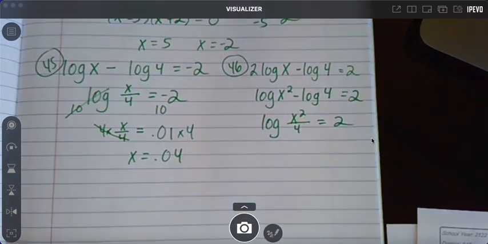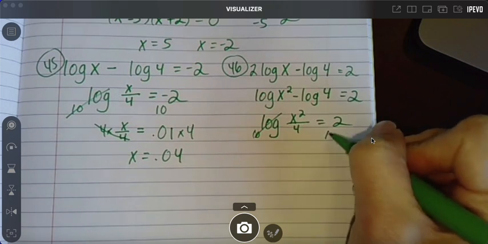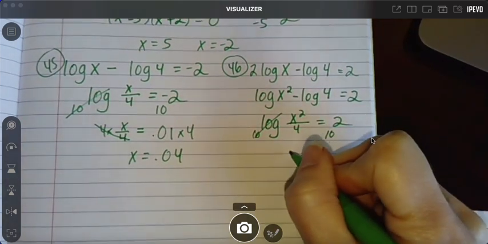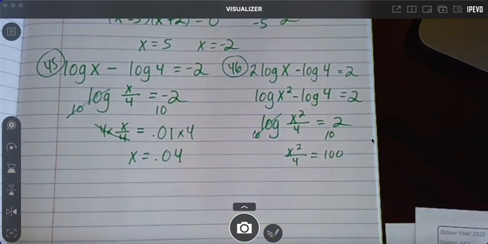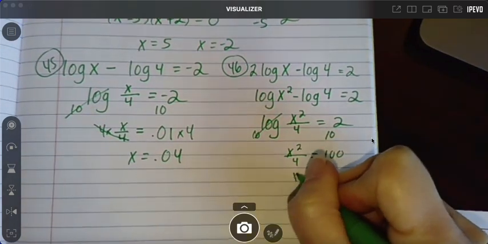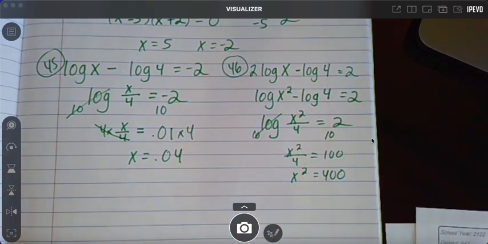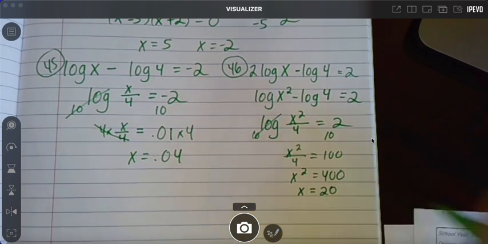Then what do I do? To cancel out your log, you put base 10. That cancels out the log. And over here I have my base 10. 10 squared. What is 10 squared? 100. So x squared over 4 is 100. Times 4, so x squared is 400. And then you square root it. And what's x? 20. There we go.